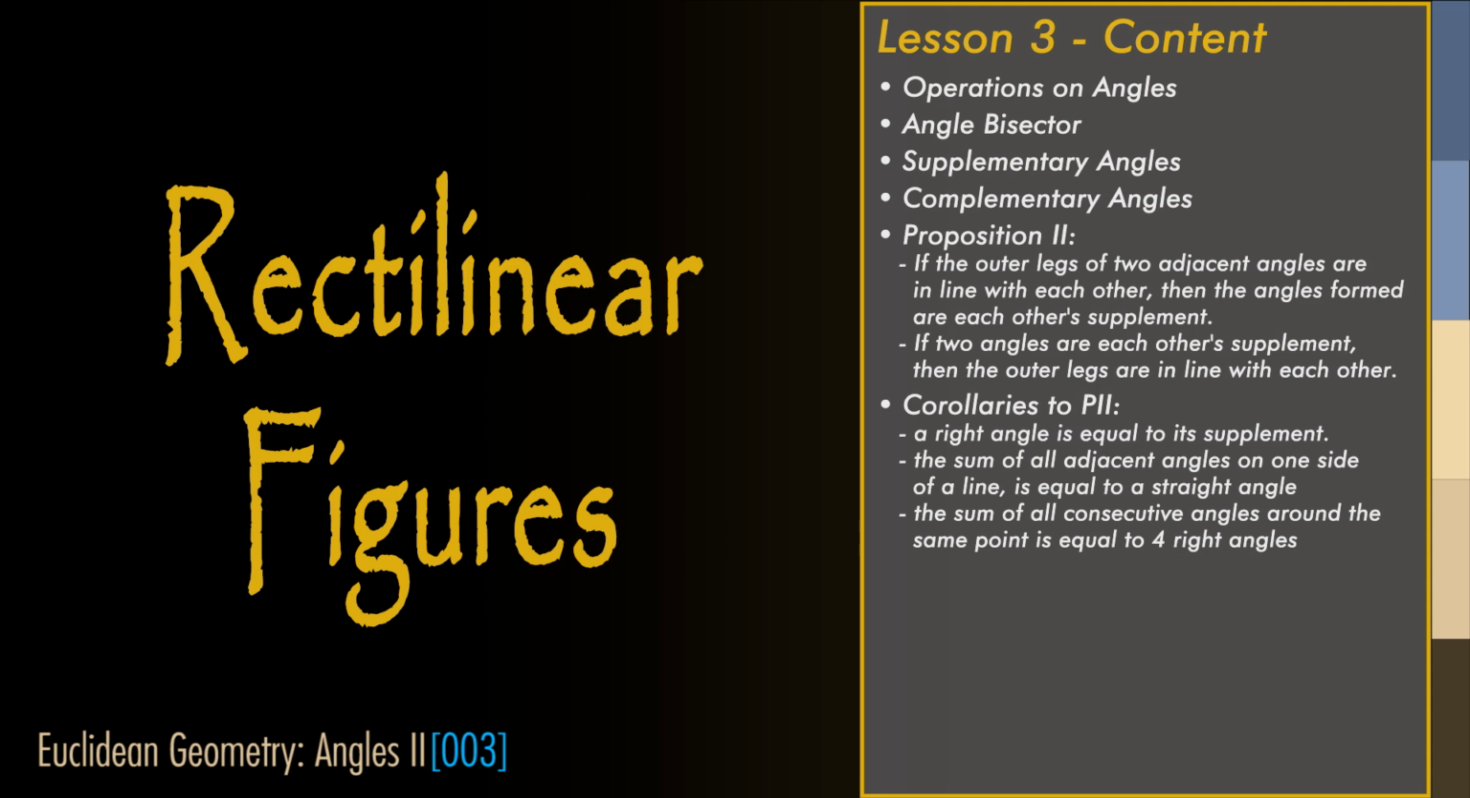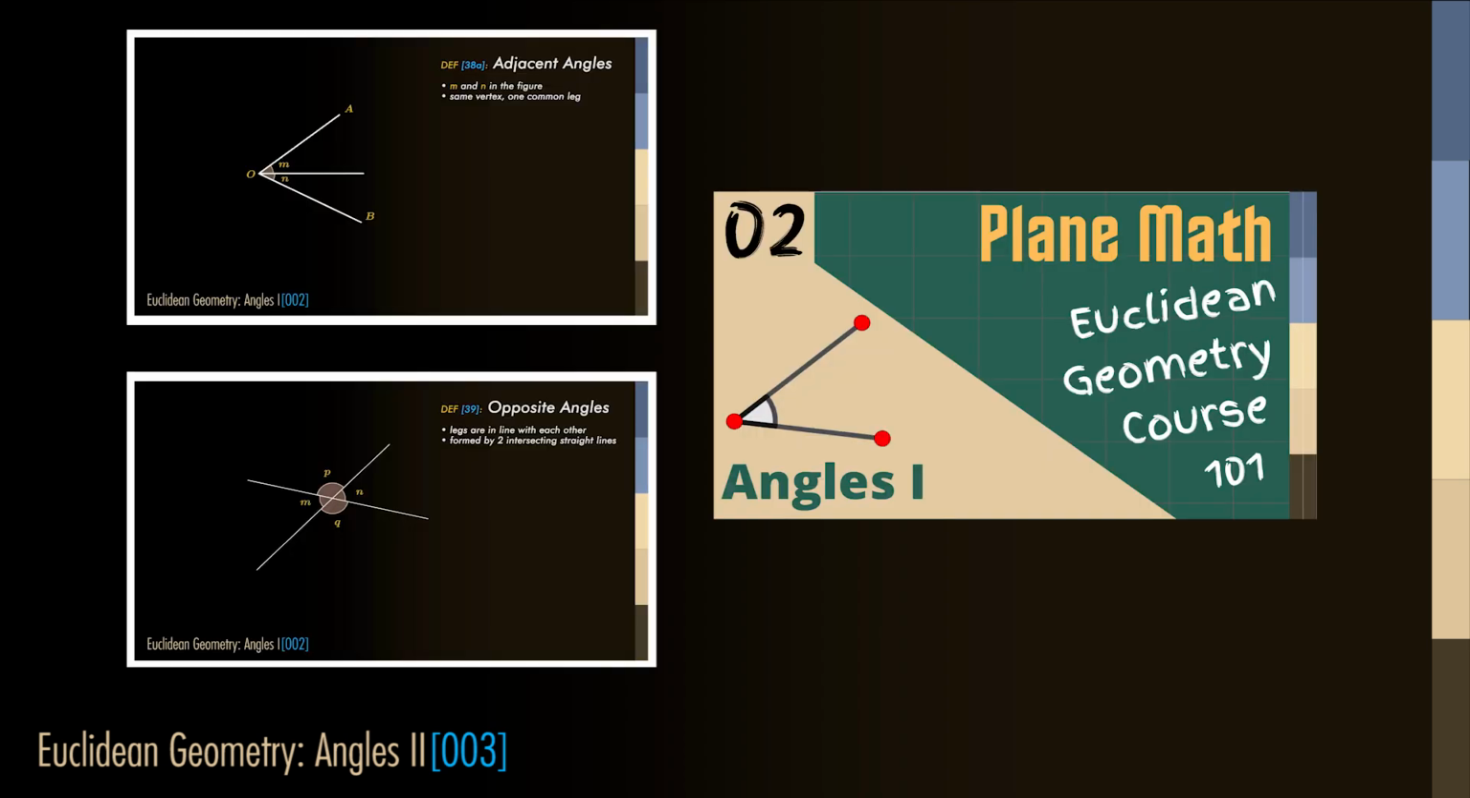We're still in the chapter about angles, and in this part we'll continue defining properties of angles. In the previous lesson, we've defined a few types of angles. We will talk about 2 other types of angles, but to do that we'll have to define a few operations that can be done with angles, similar to what we have defined for line segments.